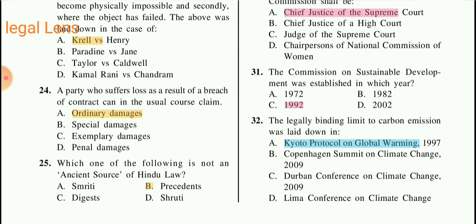Now, which one of the following is not an ancient source of Hindu law? So that is a precedent. It means, what are the sources of Hindu law? So that is Smritis, Digest and Shruti.